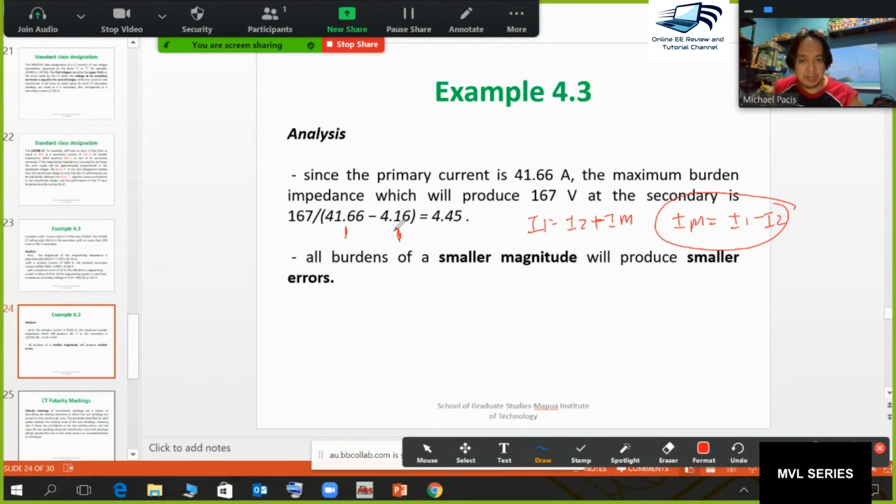So it has a 4.45 ohm impedance. In this case, all burdens of a smaller magnitude will produce small errors. So this is the burden impedance. You can get the ZB, right? From there, you can already design your transformer based on classes.